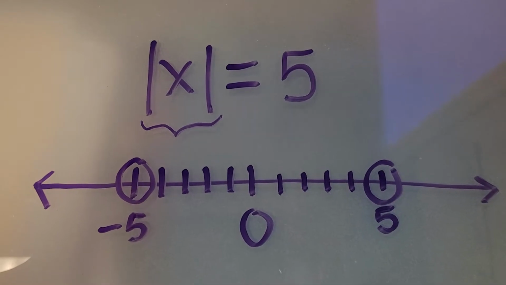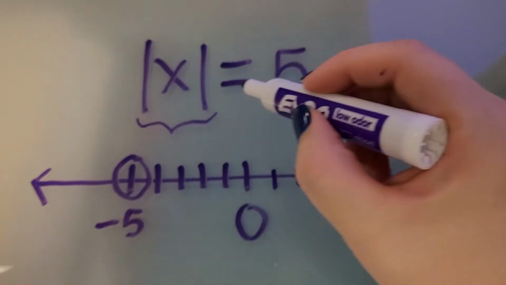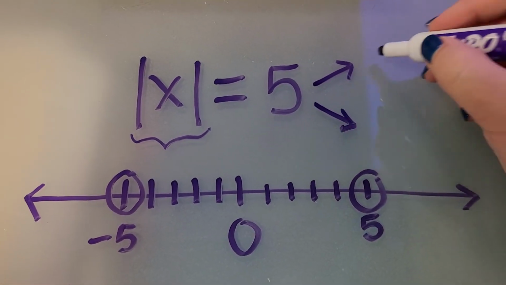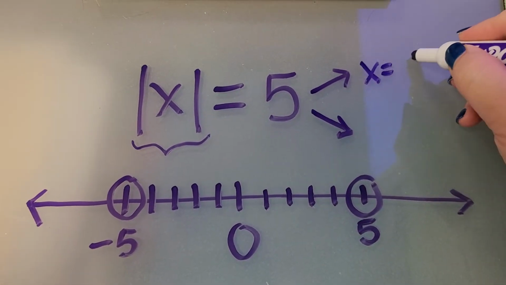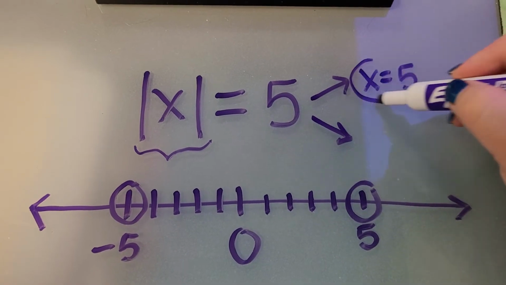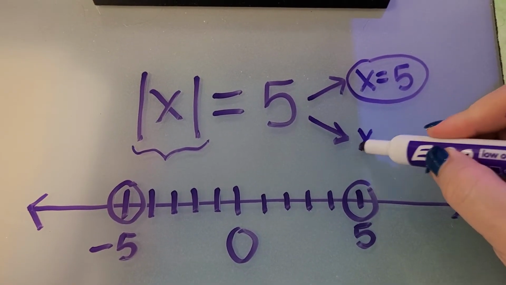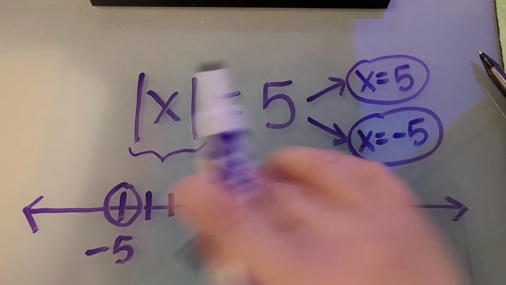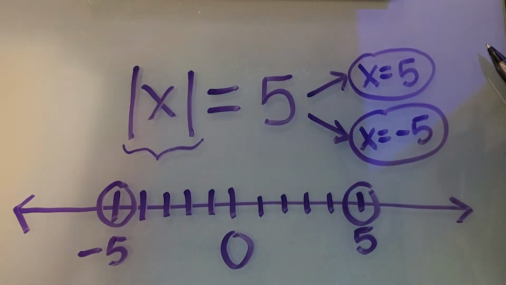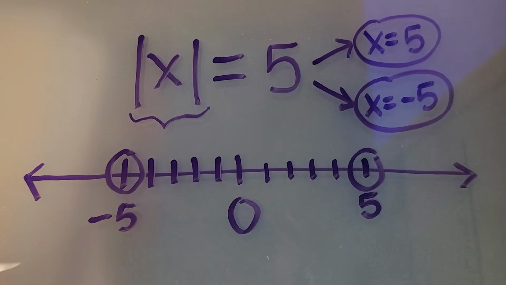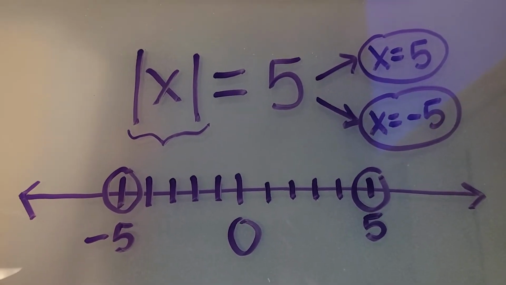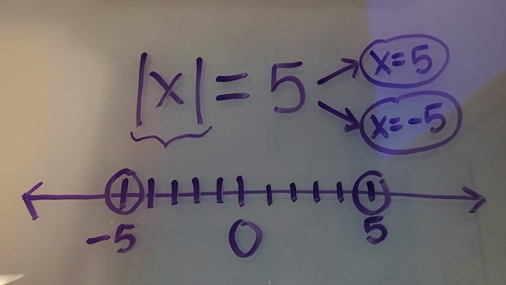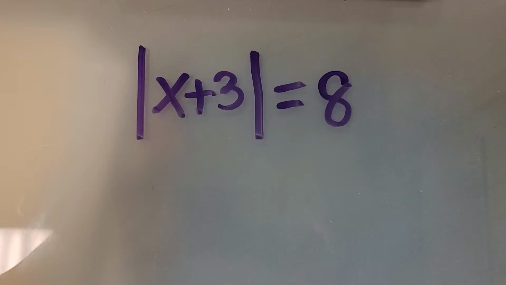So this equation up here, the absolute value of x equals 5, actually has two solutions. X could be positive 5, which is the one we think of first, but x can also be -5. So when we see absolute value, we are thinking about those two possible solutions because there are two sides of 0, the positive side and the negative side. So let's look at another example.